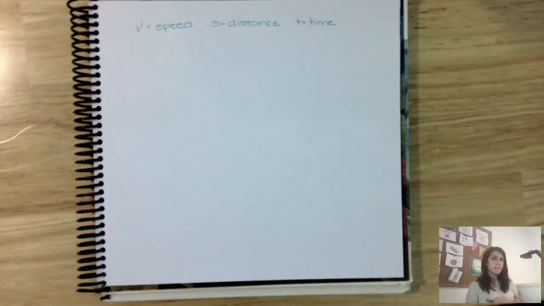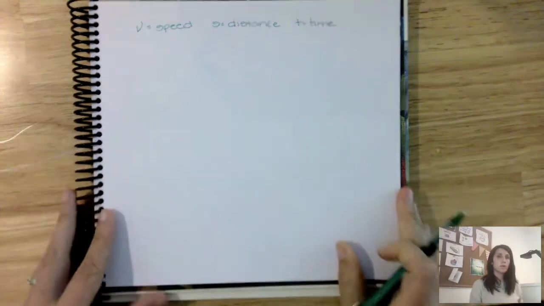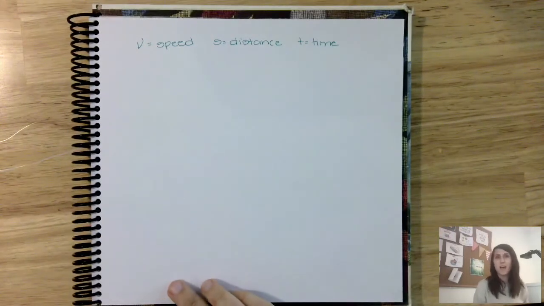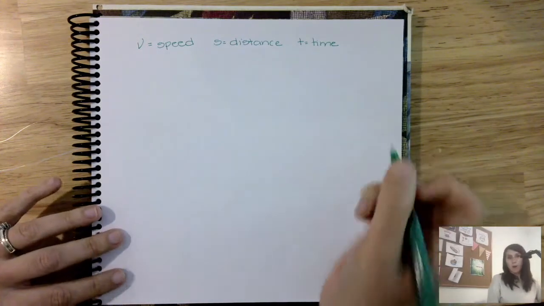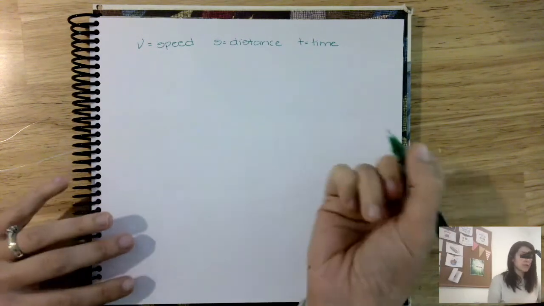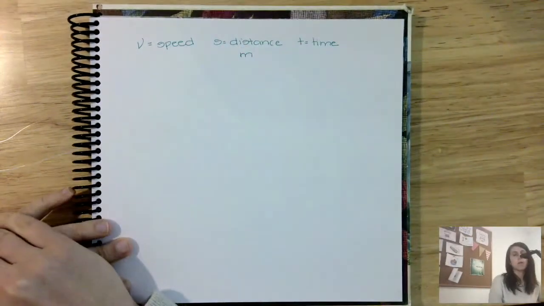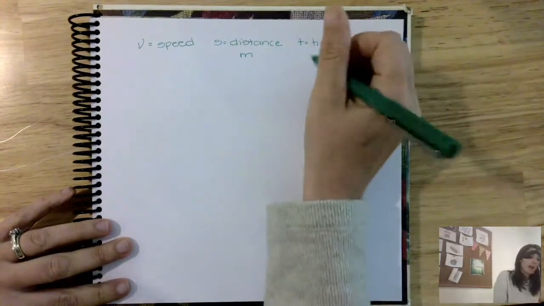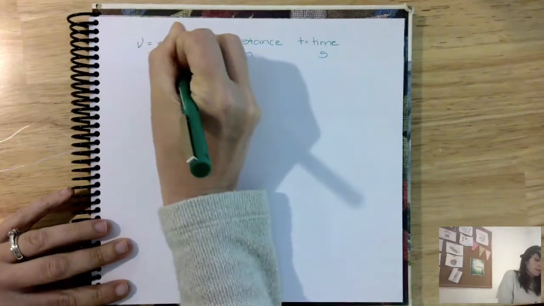Most science textbooks and science teachers are going to use these variables. You can use any variables you want, but you want to be familiar with what other people use. Okay, now let's talk about units. Usually in science, we measure distance in meters, and we measure time in seconds, and speed is meters per second.